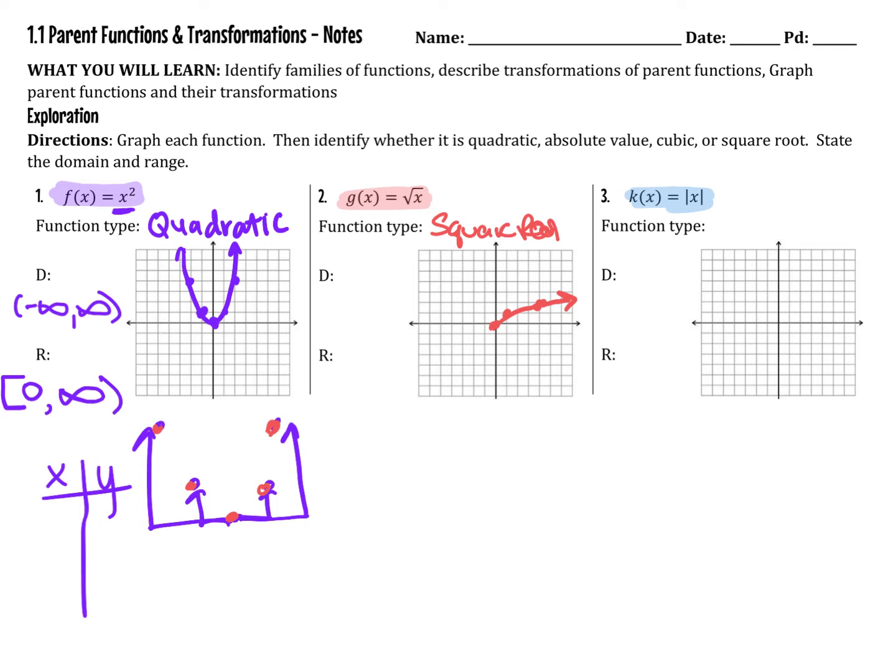When I'm talking about the domain, I'm asking myself, can I plug in all x values? And the answer for this function is no. We can't plug in negative numbers because if we took the square root of a negative number, that would be an imaginary number, and we haven't talked about that yet.